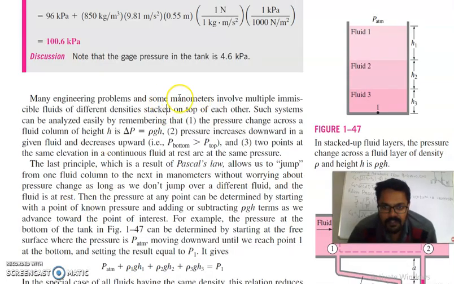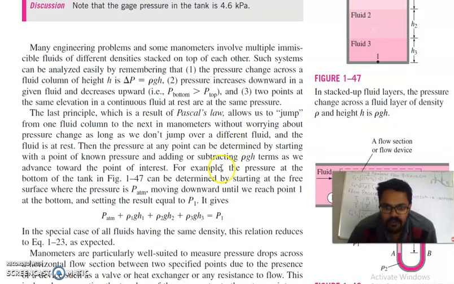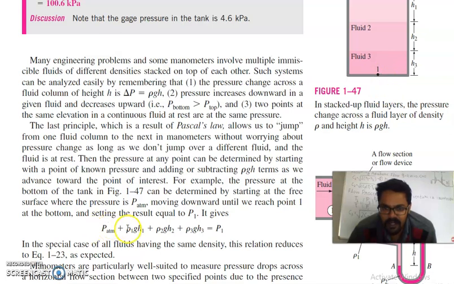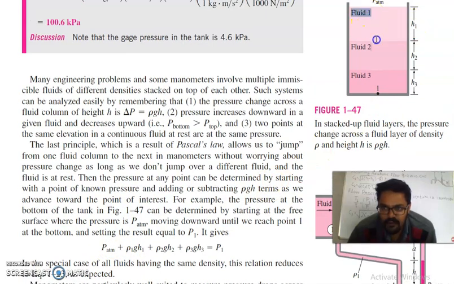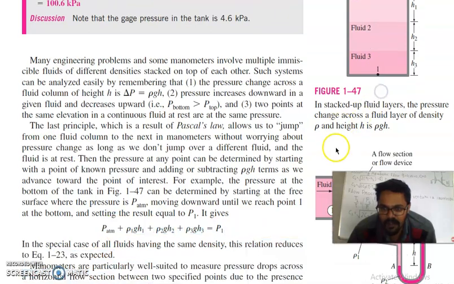Many engineering problems and some manometers involve multiple immiscible fluids of different densities stacked on top of each other. So a manometer can be of this type also. This is your atmospheric pressure here. Fluid 1, fluid 2, fluid 3, and these fluids are immiscible, meaning they would not mix with each other. If you calculate the pressure at one point, it is equal to the pressure due to this fluid, that is height into density into gravity, rho 1 g h1, plus the second fluid, plus the third fluid, equal to P1, the pressure at this point.